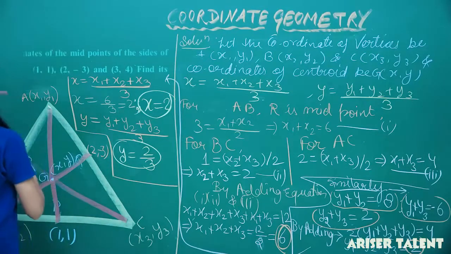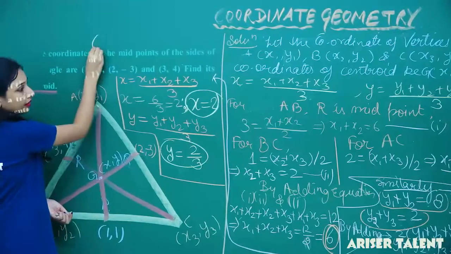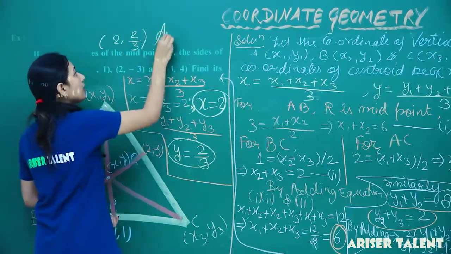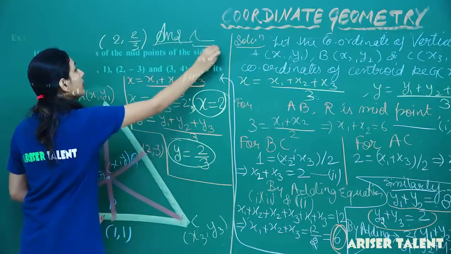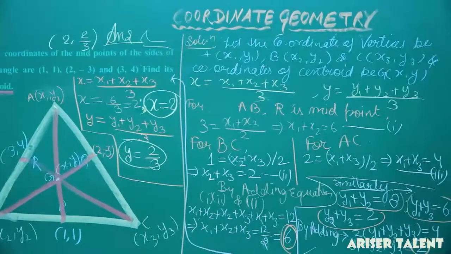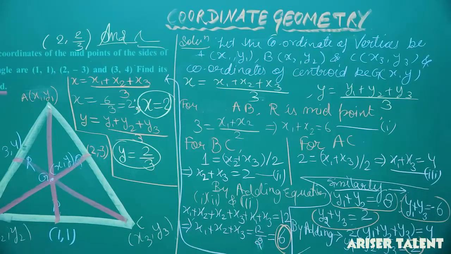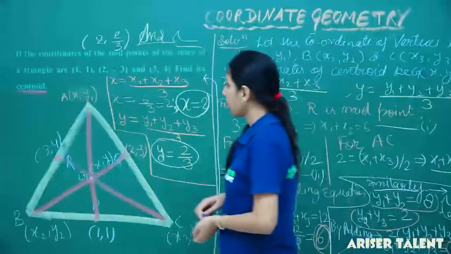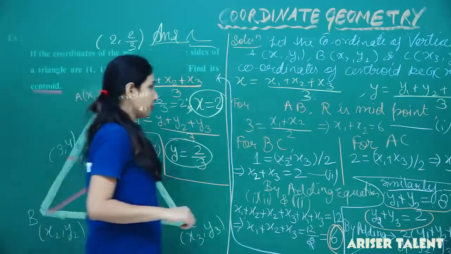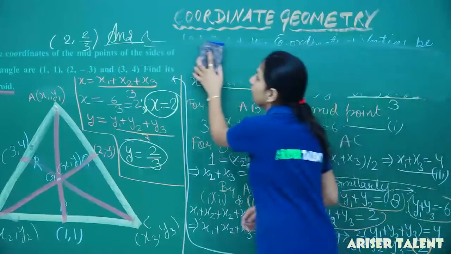So the centroid's coordinates will be what? The answer will be 2 and 2 by 3. This is my answer. Okay, so note this, students. Okay, so noted. Right, so should I rub? Okay, with your permission.